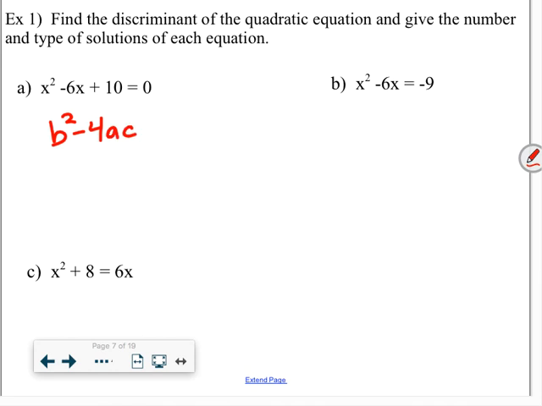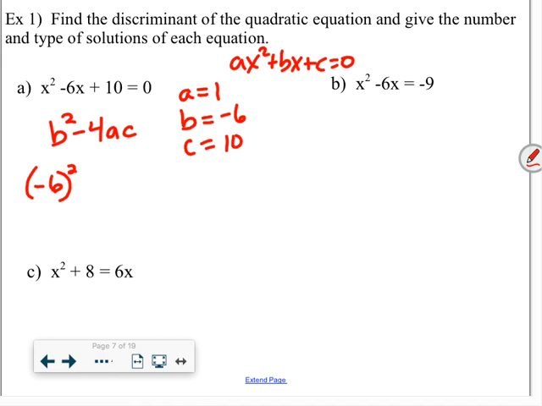Hannah, on this one, what's a? What's the number in front of x squared? 1. Good job. Edward, what's b? Is it 3 or is it 6? It's -6. I'm getting this from ax squared plus bx plus c, so it has to be in standard form. And then Alex, what is c? 10. So you want to write down for the discriminant b squared minus 4ac, identify a, b, and c, and then we're going to plug it in.